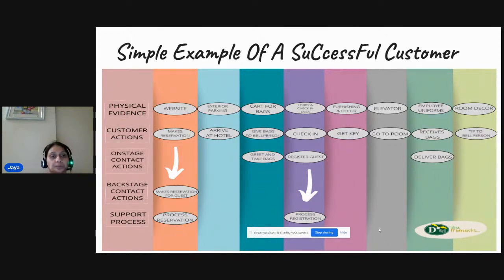Third would be the on-stage contact actions. Whenever I have gone to the hotel, or anybody else has arrived, because he is a registered guest in that particular hotel, the staff should be really friendly. They should greet them, take the bags, and deliver the bags to the rooms in which they are going to check in. So these are the three factors which come hand in hand.